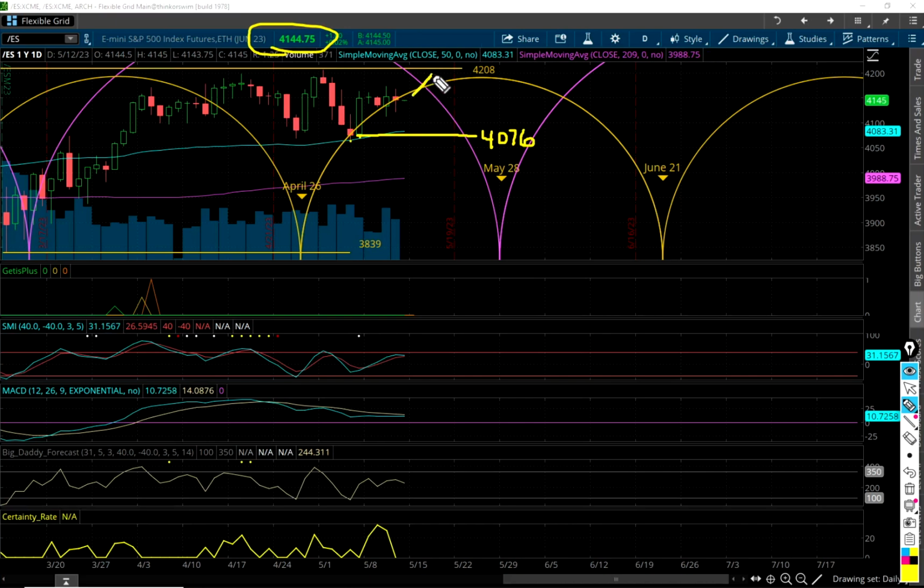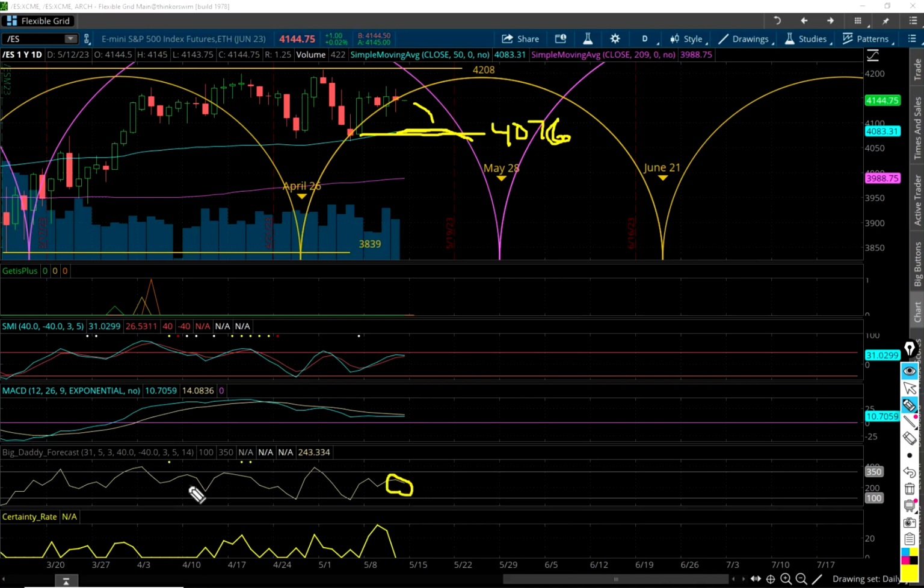There's still a chance it could pop up here and do one of these, because we're still quite a ways out. May 12th, May 28th is still 2 weeks away, 2 calendar weeks away. But I just think this is going to roll over, and we're going to probably hit this 50-day moving average, which I can see is beginning to flatten out. I'm feeling pretty confident that this 40.76 right here is going to happen.